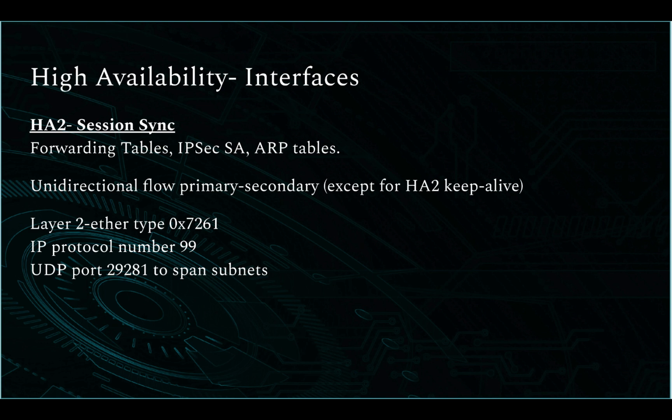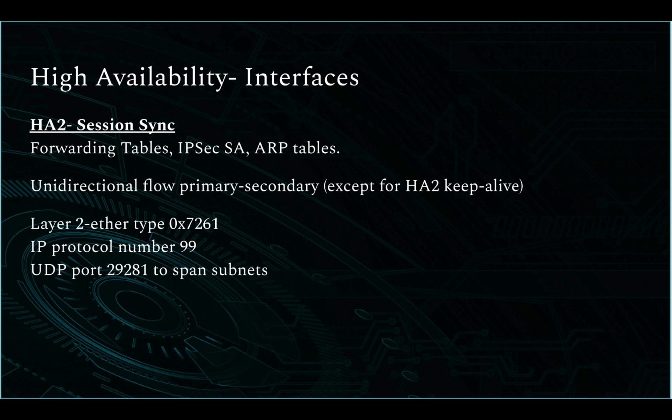Now, the big difference between the HA1 link and the HA2 link is that we don't necessarily have to go layer 3 for HA2. By default, we'll see that this is set up for layer 2 with its own ether type. And if we don't want to do that, we can also go to IP protocol number 99 or UDP port 29281 in case we need to span subnets.